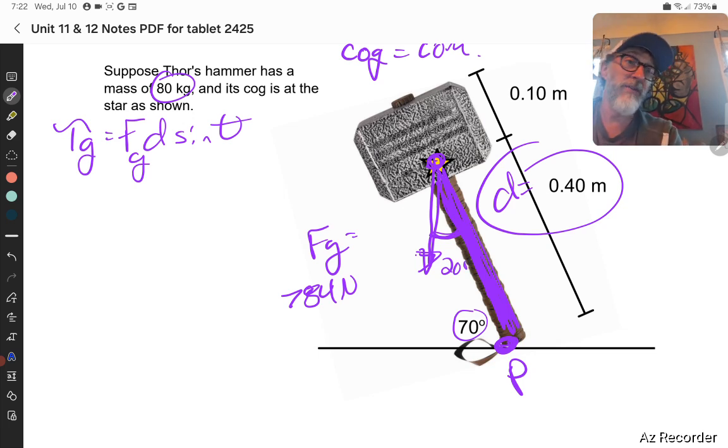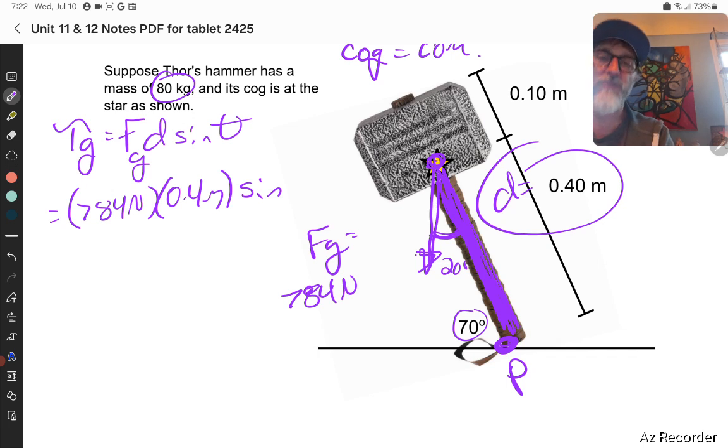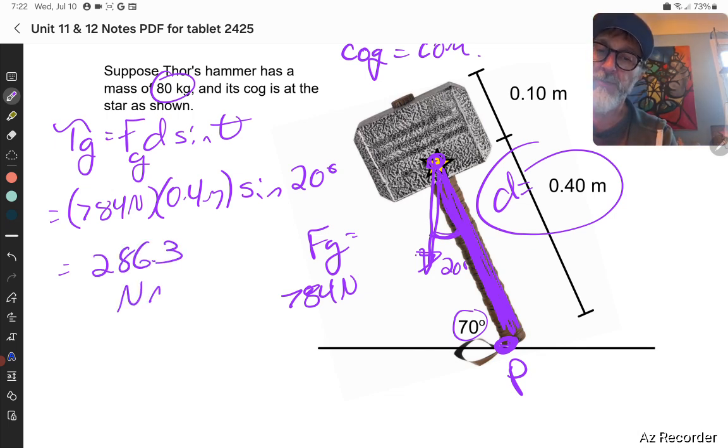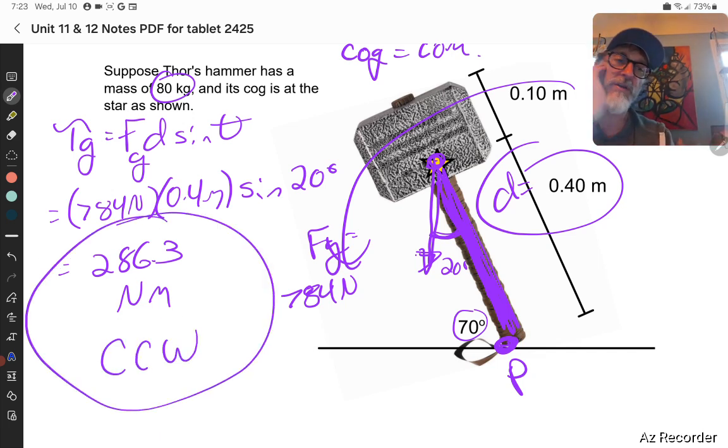So to calculate the torque produced by the hammer, I'm going to do my force of gravity times the distance it is from the pivot point times the sine of the angle between the force and the distance, which is 20 degrees. So grab your calculator and you will get 286.3 newton meters. And on this one, it's going to rotate this way, which according to my math is counterclockwise. So there's the torque.